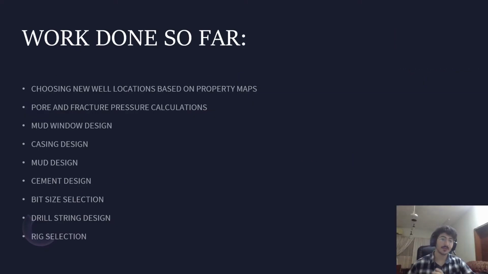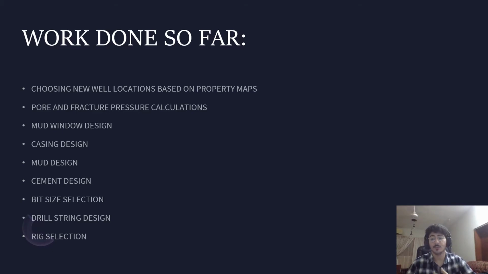So what we have done so far: based on the property maps that we plotted last semester, we chose three new well locations, and for those three new well locations we calculated the pore and fracture pressure. Using the pore and fracture pressure, we also designed our mud window. Moreover, we also started and finished our casing design. We also designed our mud and cement design.